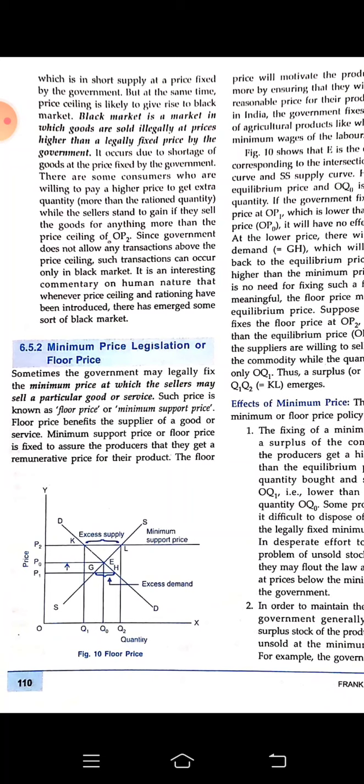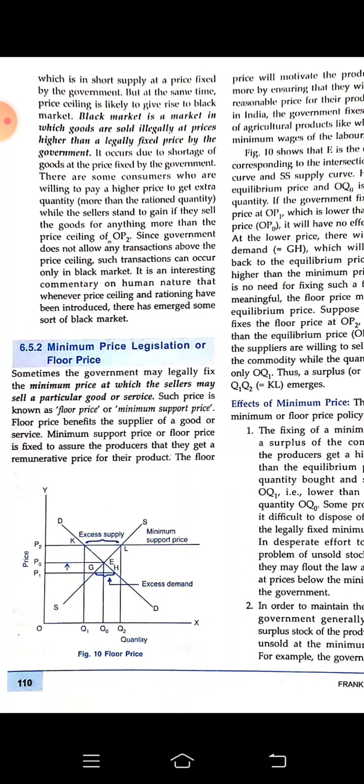Where is the equilibrium? The equilibrium is OP0. It will have no effect on the market, right? If they are fixing below the equilibrium, it is not going to affect the market. Why not? Because when they fix at OP1, we will find the supply is less, whereas the demand has increased. And we know whenever there is an increase in demand and the supply of the commodity is less, the price automatically rises. The price will rise and meet at E, the equilibrium at OP0.